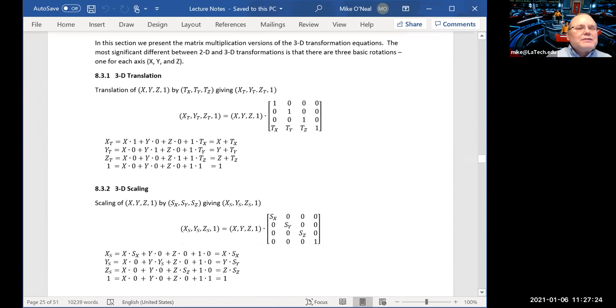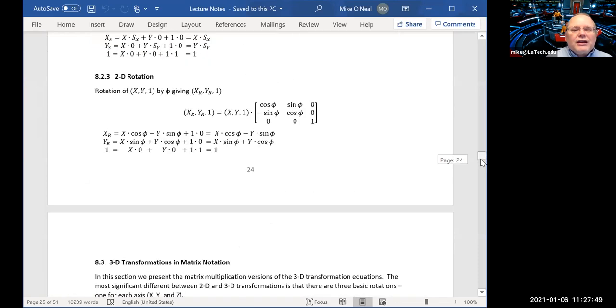3D works exactly the same way, except you've got an extra dimension. So now the translation is a 4 by 4 matrix, and it's translate X, translate Y, translate Z. Multiply it out, and you get exactly the three-dimensional equations that we had before, and you get at the end 1 equals 1, which is correct.